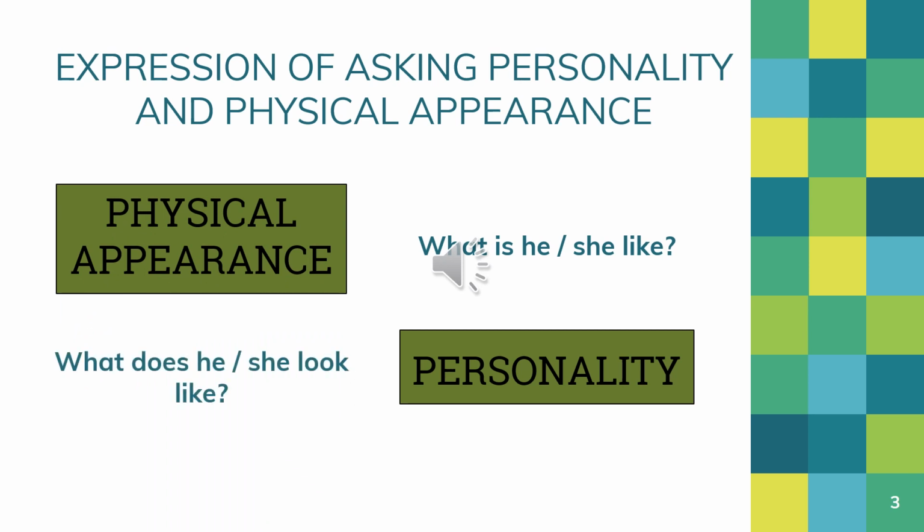But before we go on, we need to understand first the expression of asking about personality and the expression of asking about physical appearance. When you want to ask about someone's physical appearance, you use the expression "What does he look like?" or "What does she look like?" And when you want to ask about someone's personality, you use the expression "What is he like?" or "What is she like?"